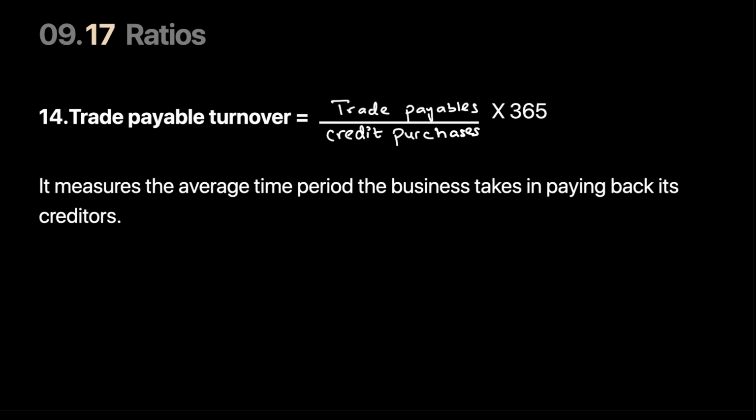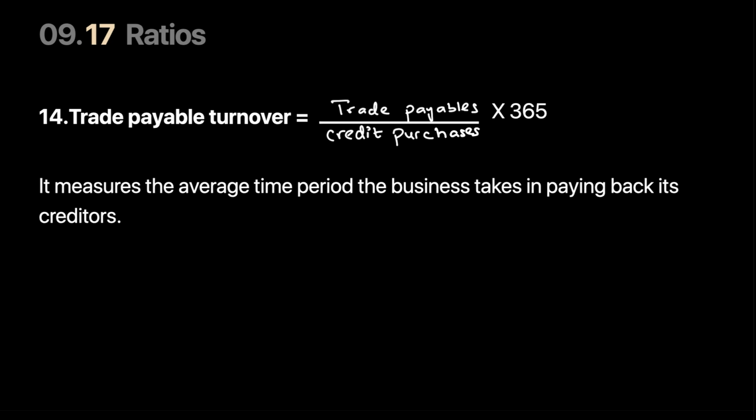Similarly, when we look at trade payable turnover or trade payable days, we will use our trade payables, divide that by credit purchases into 365. This will tell us the average time taken by the firm to pay back its creditors or its suppliers. So, just like under trade receivable days, when we were measuring the time taken by our customers to pay us off, over here we are measuring the time taken by the firm to pay off its suppliers.